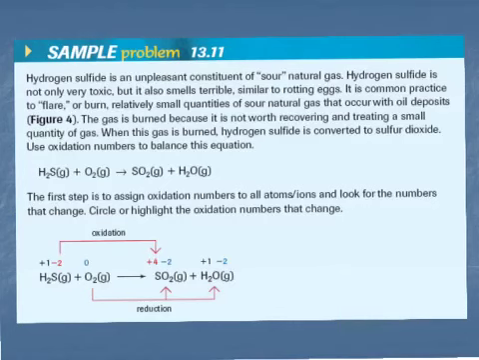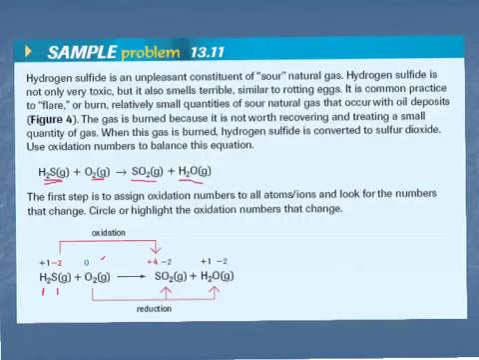Let's look at another example. Here it is the reaction of hydrogen sulfide, which is toxic, with oxygen gas to produce sulfur dioxide, which is less toxic, and water vapor. Again, the first step is to determine the oxidation number of all the elements in our reactants and our products. Here, remember, hydrogen is positive 1, and then sulfur, to maintain a neutral molecule, has to have an oxidation number of -2. Oxygen, being a neutral molecule, has an oxidation number of 0.